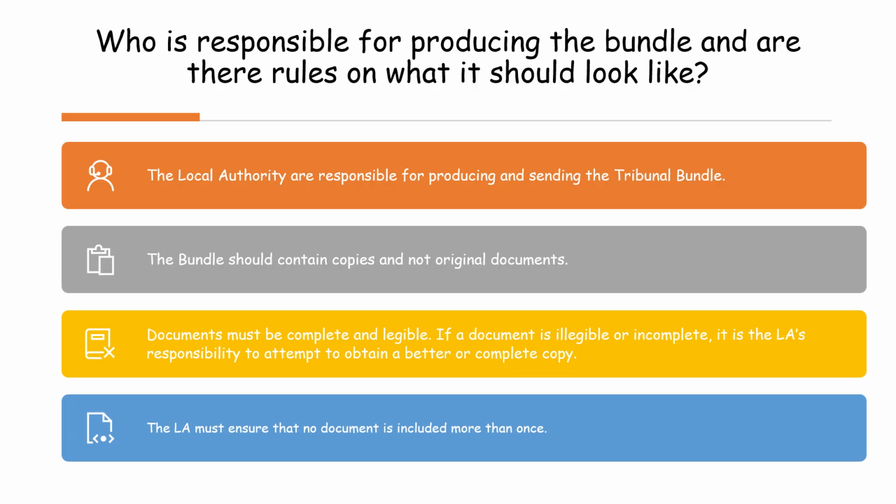The local authority are responsible for producing and sending the tribunal bundle. It should contain copies and not original documents. Documents must be complete and legible. If a document is illegible or incomplete, it's the local authority's responsibility to attempt to obtain a better or complete copy. The local authority must ensure that no document is included more than once.